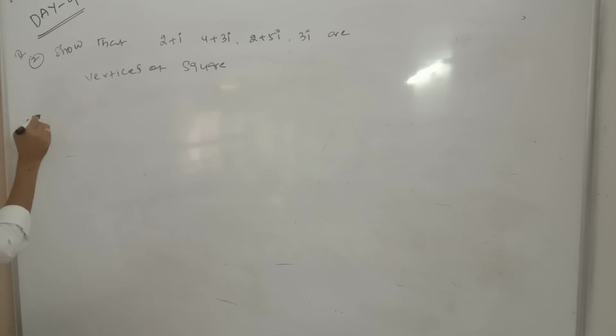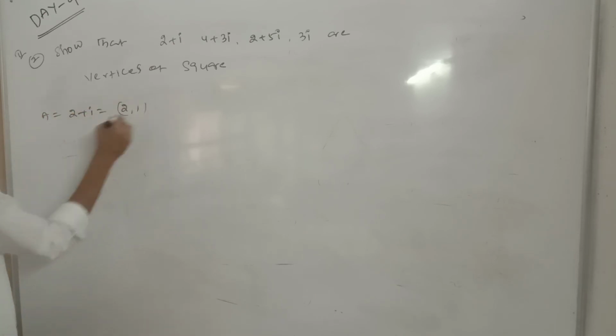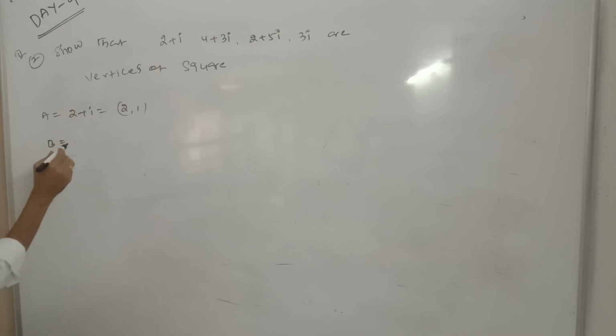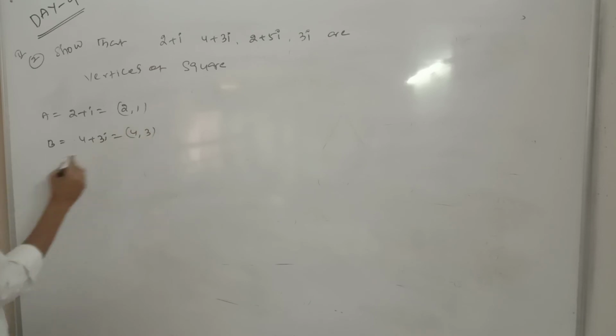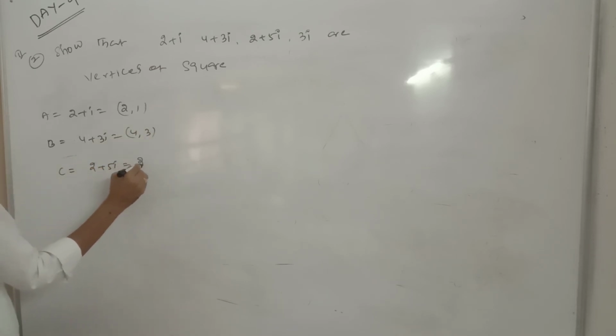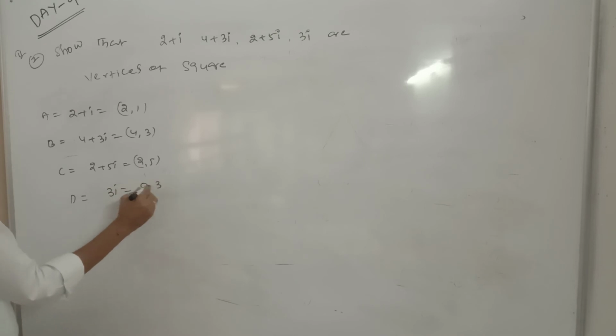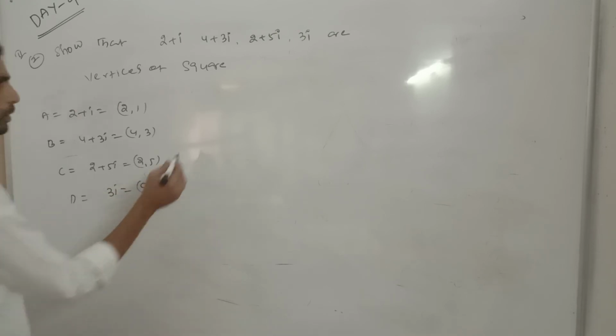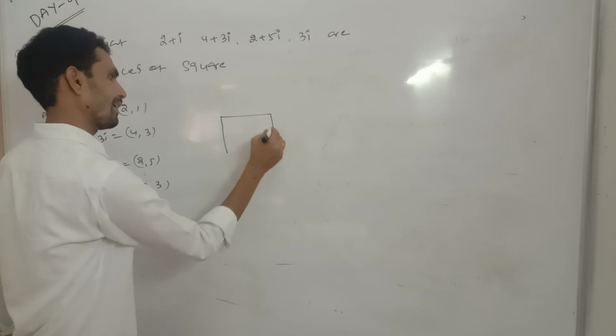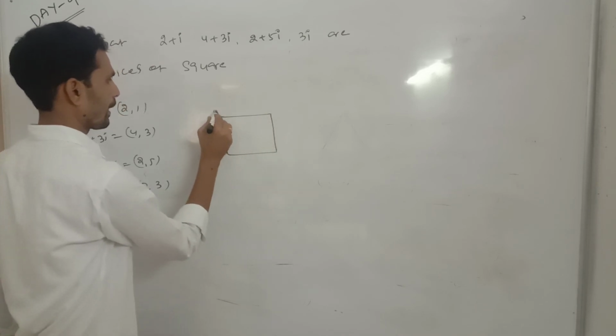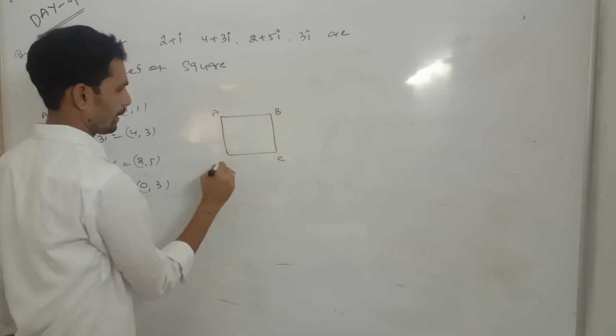For example, first one A is equal to 2 plus i, that means 2 comma 1. What is the B point here? B point here is 4 plus 3i, that is 4 comma 3. What is the C point here? C point is 2 plus 5i, 2 comma 5. What is the D point? D point is 3i, which means 0 comma 3. These are the 4 points A, B, C, D. Square means all sides are equal.